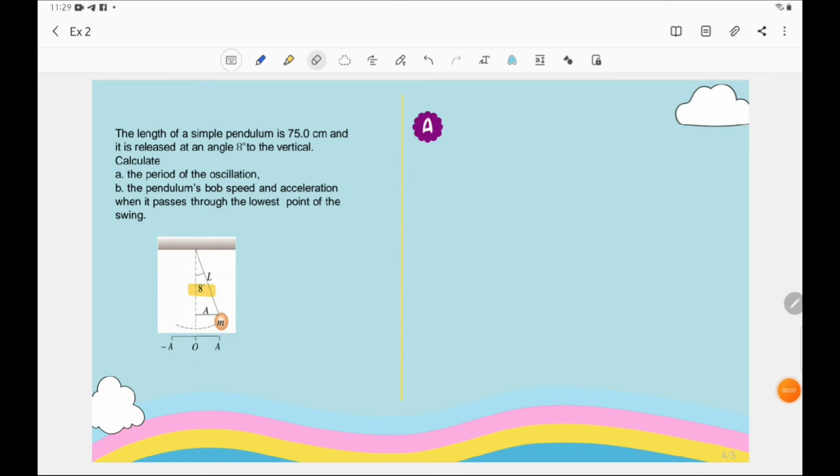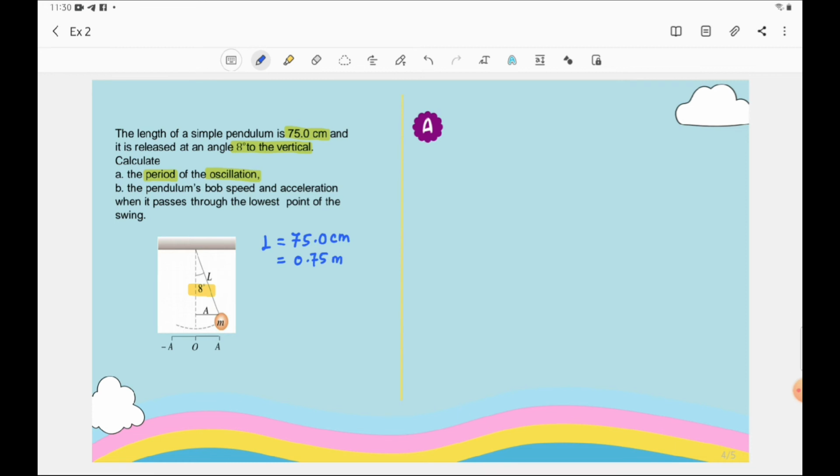The length of a simple pendulum is 75.0 centimeter, and it is released at an angle of 8 degrees to the vertical, and we are going to calculate the period of the oscillation. So here I just figure out the situation for this pendulum. We have angle 8 degrees with length L. So we take out all the information given, meaning L is equal to 75.0 cm, so we can convert to meter, meaning 0.75 meter, and our theta is 8 degrees. The next one, we are going to calculate the period of the oscillation.